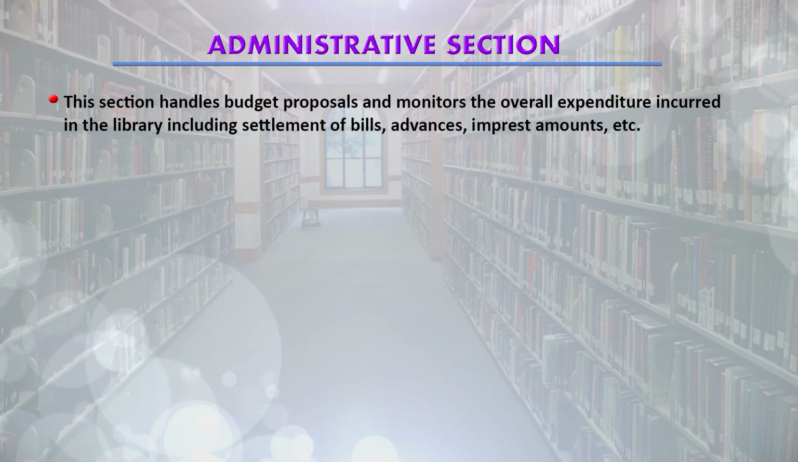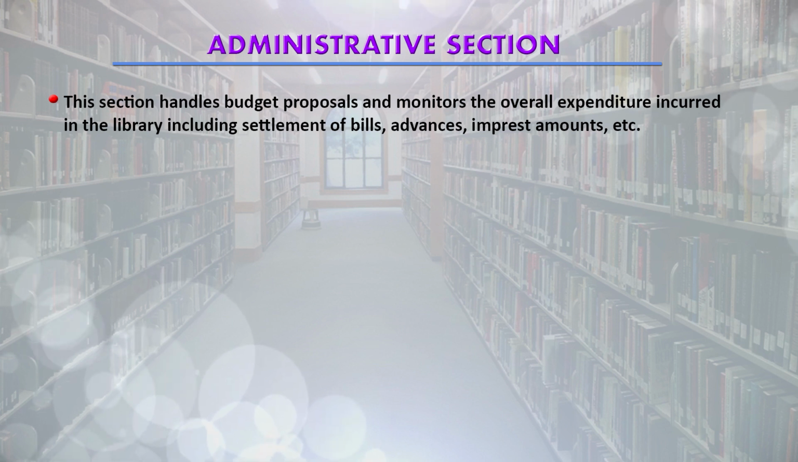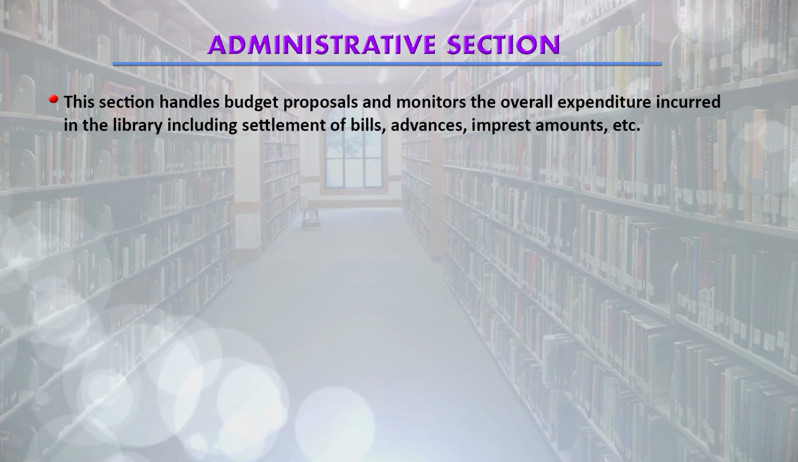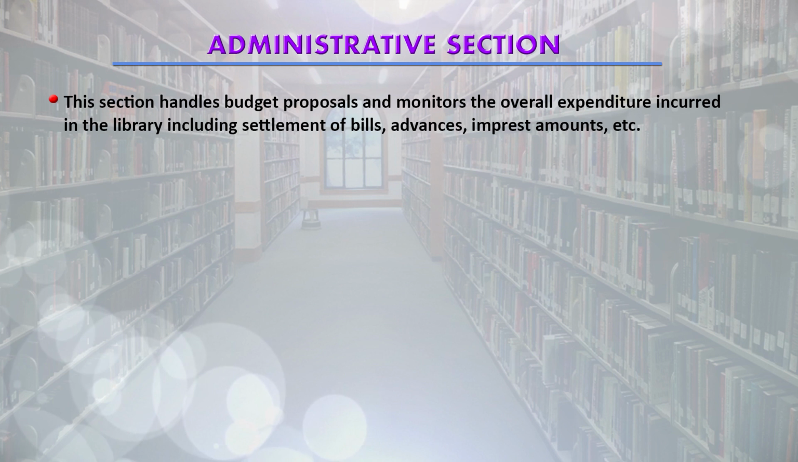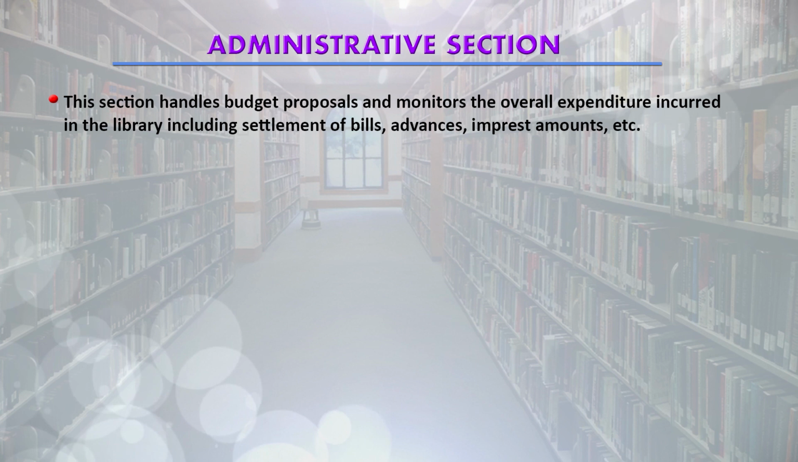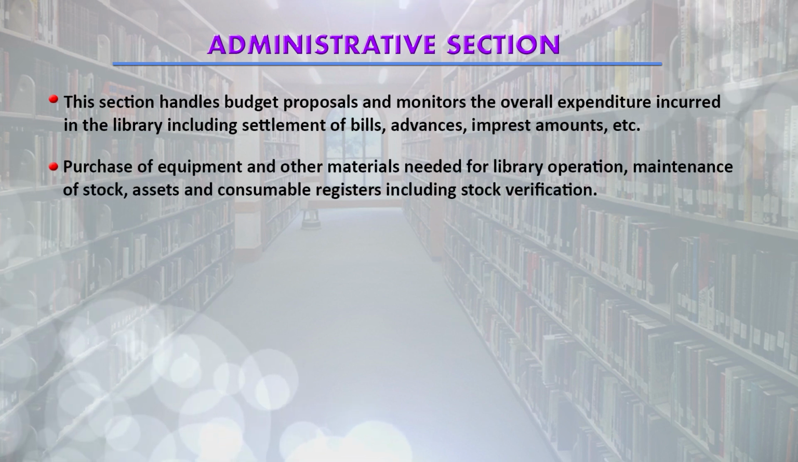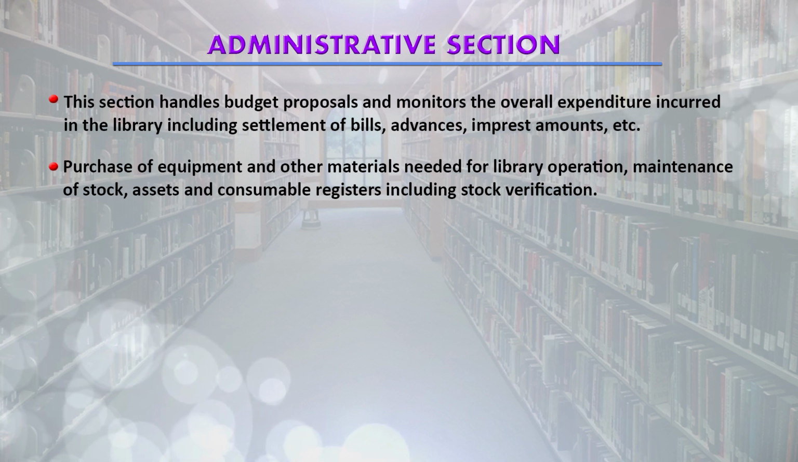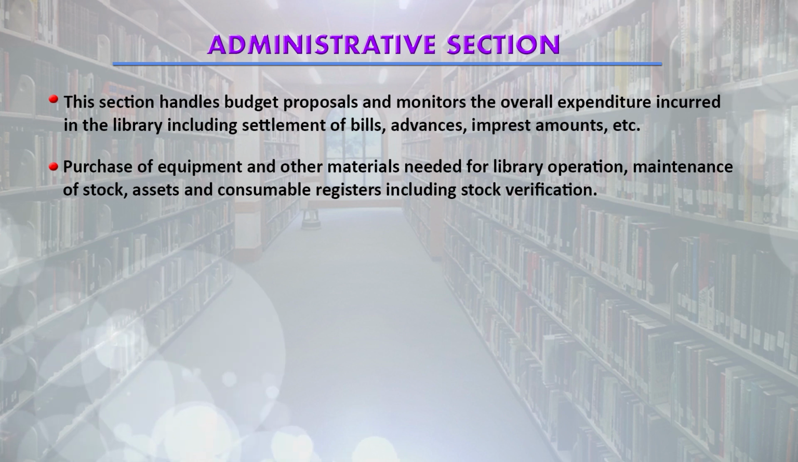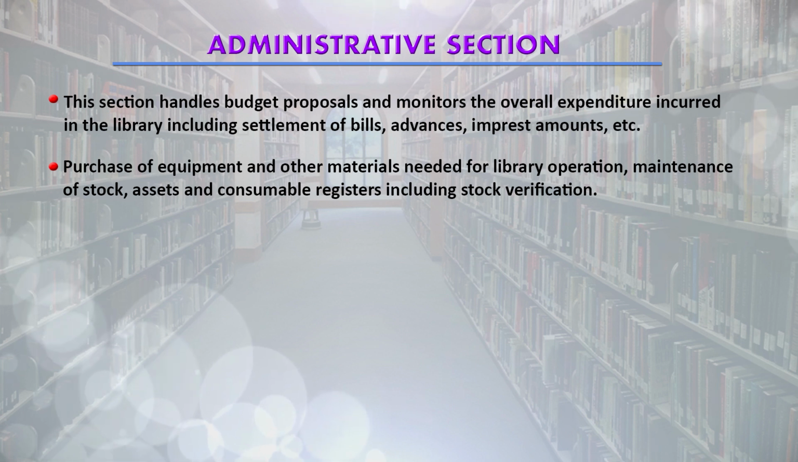Then comes the administrative section. This is the section which overall governs the library. This section handles budget proposals and monitors the overall expenditure incurred in the library, including settlement of bills, advances, imprest amounts, etc. It is also responsible for the purchase of equipments and other materials needed for library operation, maintenance of stock, assets and consumable registers, including stock verification.